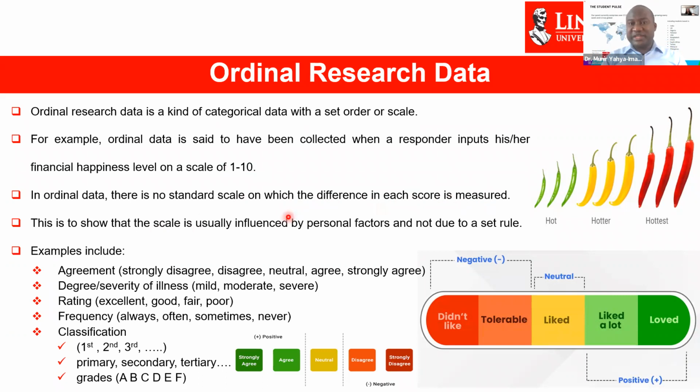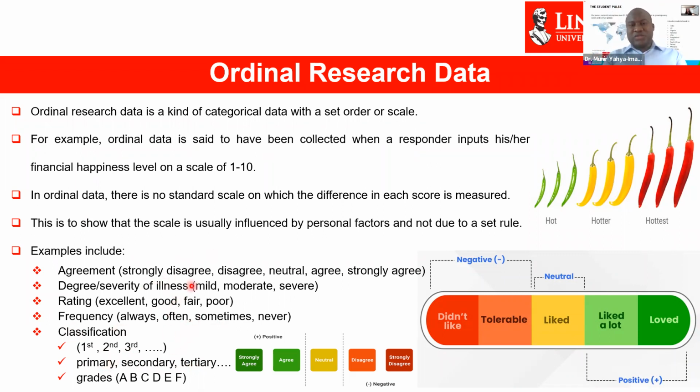Now, under this ordinal research data, you can have agreements. Under agreements can be strongly agree, agree, neutral, disagree, or strongly disagree. Degree or severity of illness can be mild, moderate, or severe. These are examples of ordinal research data. This is how to collect ordinal research data. They can be written in terms of excellent, good, fair, or poor. Then frequency can be always, often, sometimes, never. Then classification, where you have first, second, third, and so on. Then level of education, which could be primary, secondary, tertiary, and so on. It could be grades: A, B, C, D, E, and F.